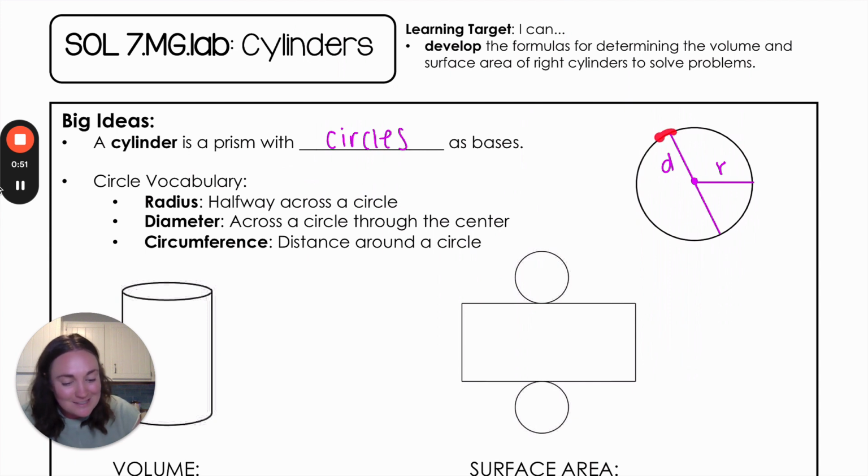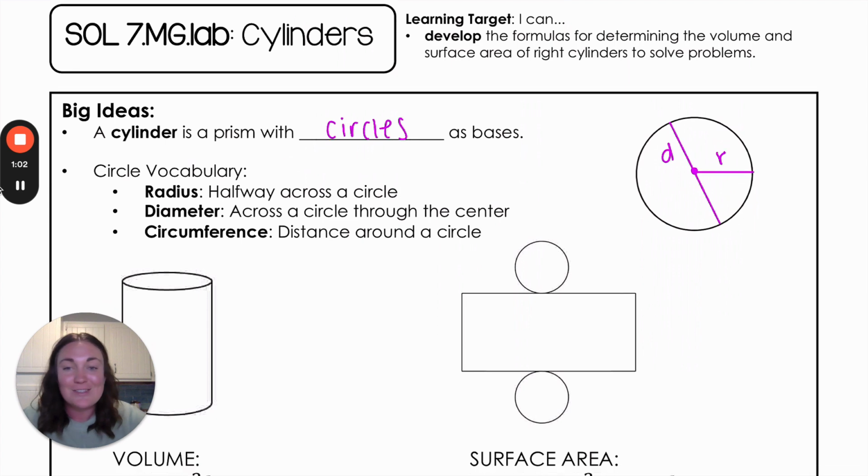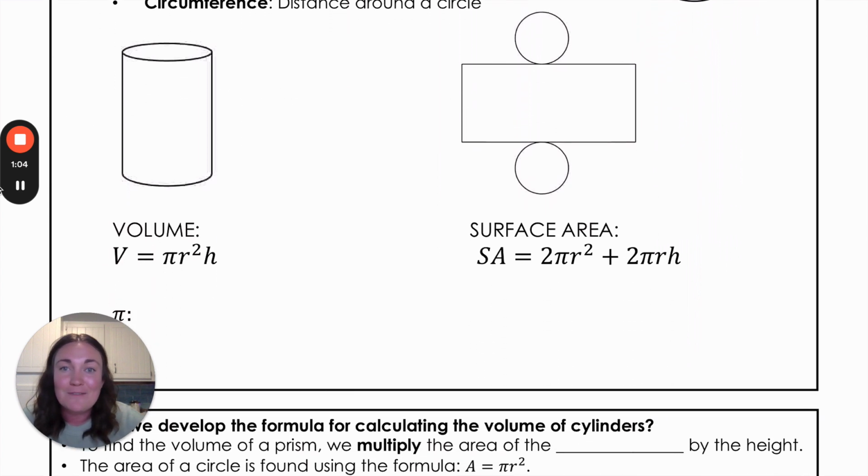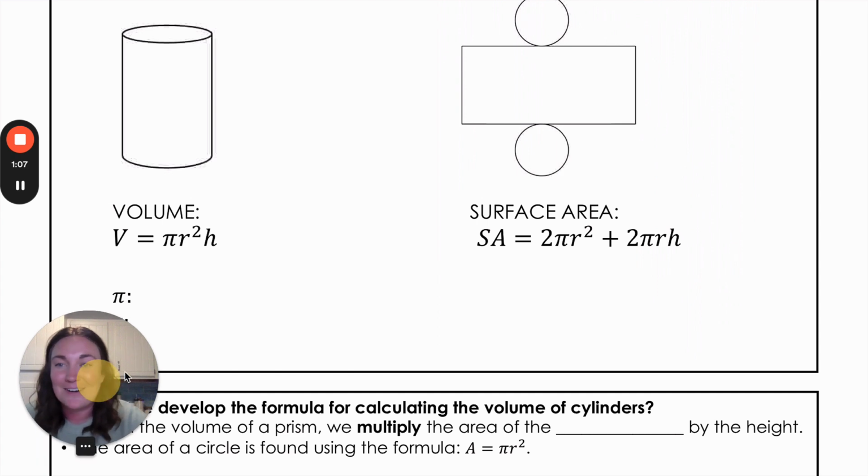The circumference then is all the way around the circle, or a fancy way to say the perimeter of a circle. Those are all going to come into play when we talk about formulas and where these formulas are coming from. So let's take a look at the formula for volume and surface area of our cylinders.